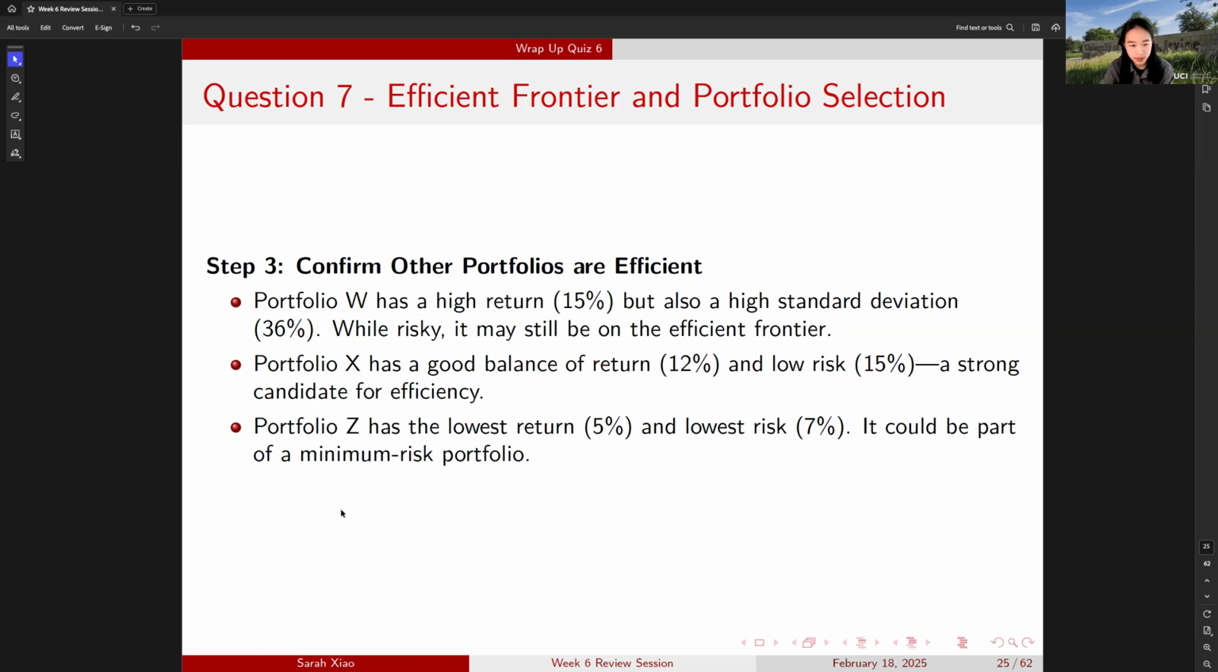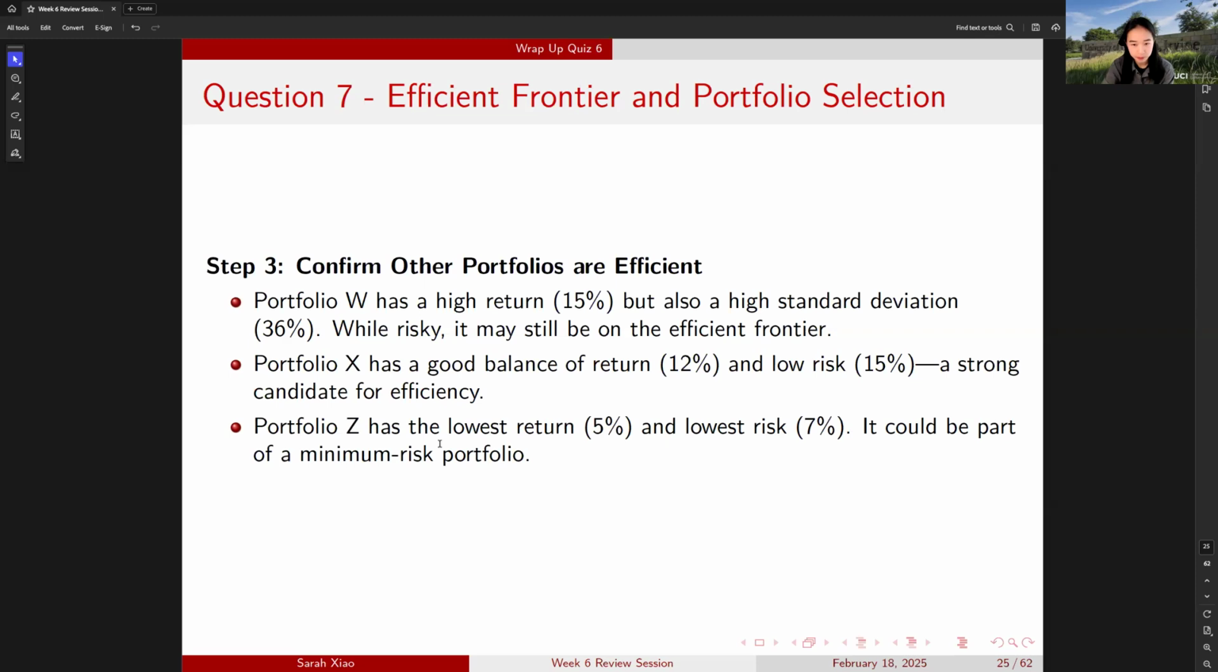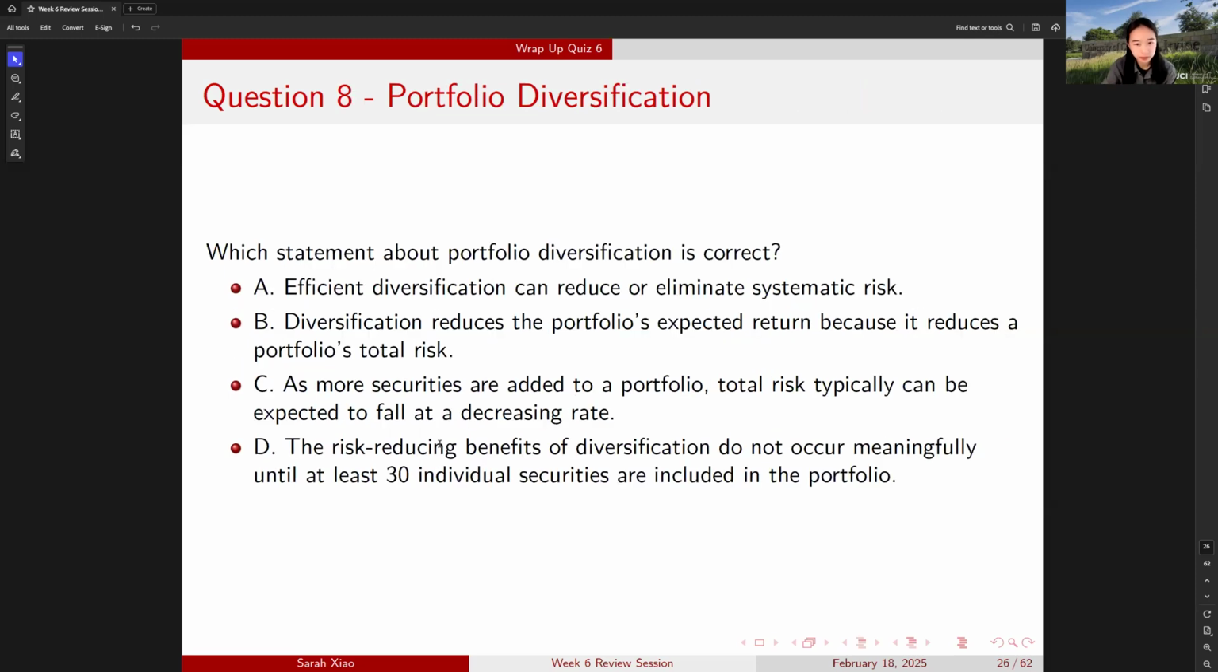Next, for portfolio Z, it has the lowest return, 5%, and also the lowest risk, so it could be part of a minimum risk portfolio. So this further confirms that portfolio Y is dominated in this question. So moving on, question 8 asks which statements about portfolio diversification is correct.